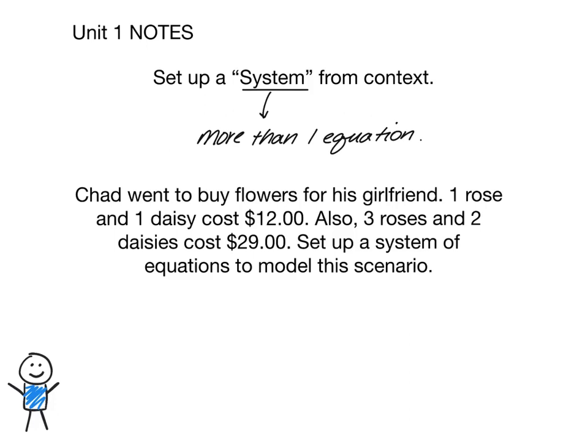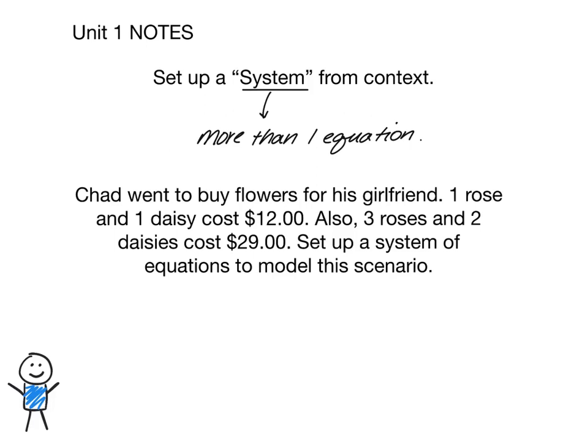So what we're going to do is read this scenario and try to write out the system of equations that we would use to solve it, but not actually solve it in this lesson. It says Chad went to buy flowers for his girlfriend. 1 rose and 1 daisy cost $12. Also, 3 roses and 2 daisies cost $29. Set up a system of equations to model this scenario.